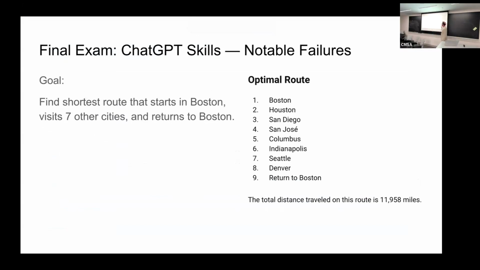And it came up with, this was a common answer, 11,958 miles to visit the cities in these orders. So if you know anything about US geography, going from Boston to Houston, San Diego and San Jose, and then to Columbus and Indianapolis, then to Seattle, then to Denver, back to Boston. Makes no sense, okay?